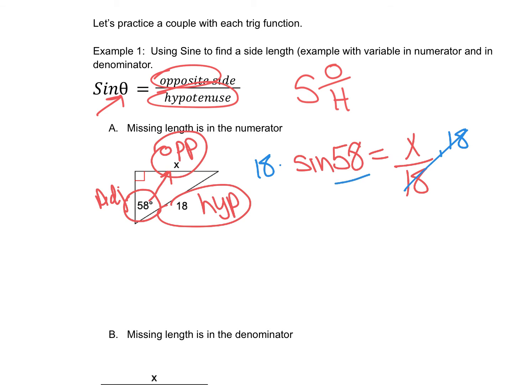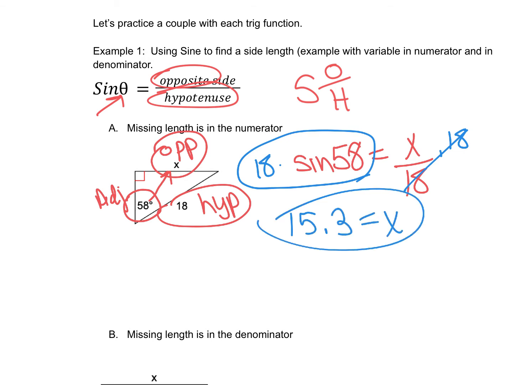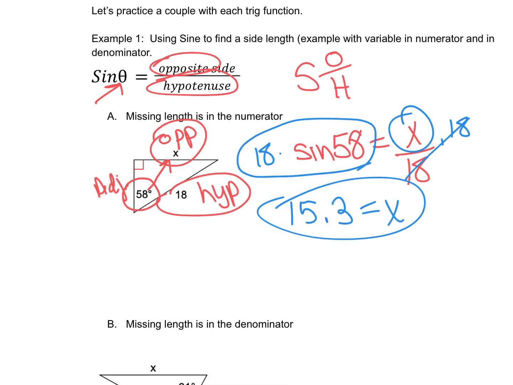So in our calculator, we're going to put 18 times the sine of 58, which is going to be 15.3. And we're going to round things to the nearest tenth. Okay, so that's an easier one when you have the x, notice, is in the numerator here, which makes our problem a little bit simpler.